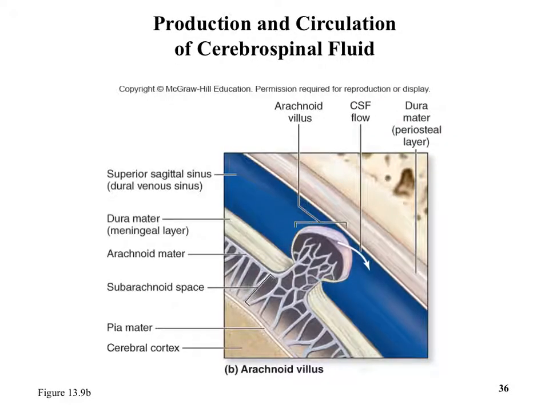Here's the arachnoid villi. All right, here's the villus. There's a little overlap. CSF flows through this. Excess fluid pushes over this kind of valve, and excess fluid flows into the venous blood and is returned to the circulation. Questions on flow of cerebrospinal fluid?